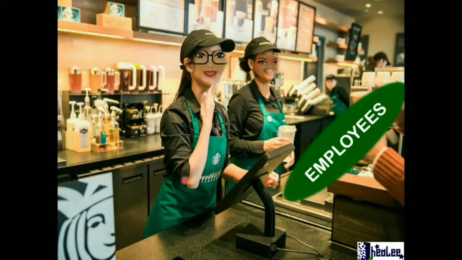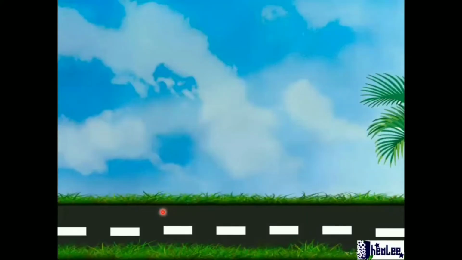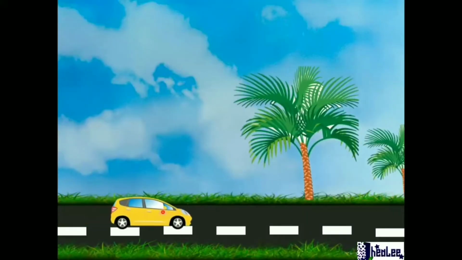You have met three types of internal users: the owner, managers, and the employees. And you have also learned about their interest in the accounting information. We're going to try to find some external users, so we're going to continue our journey.